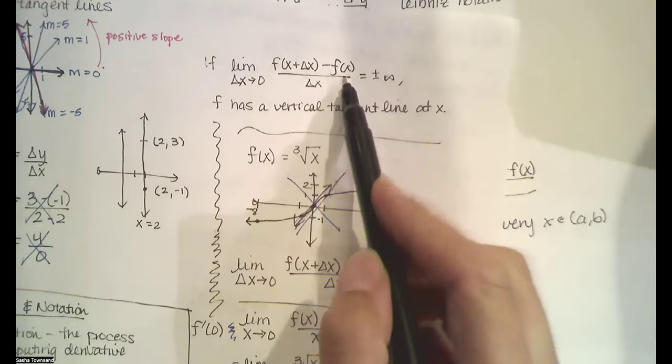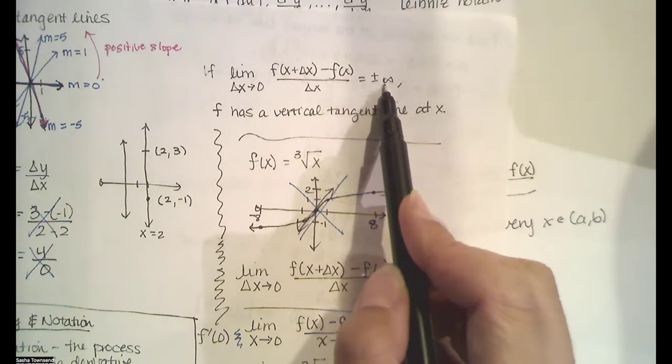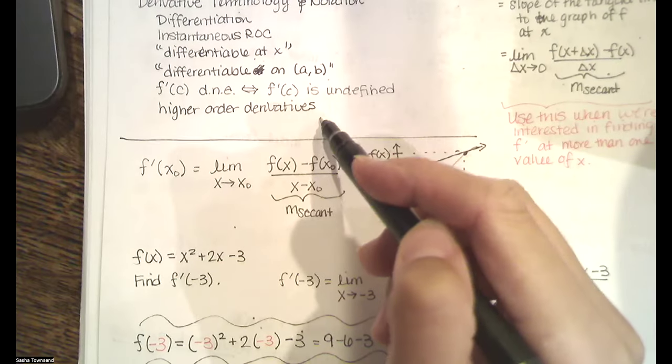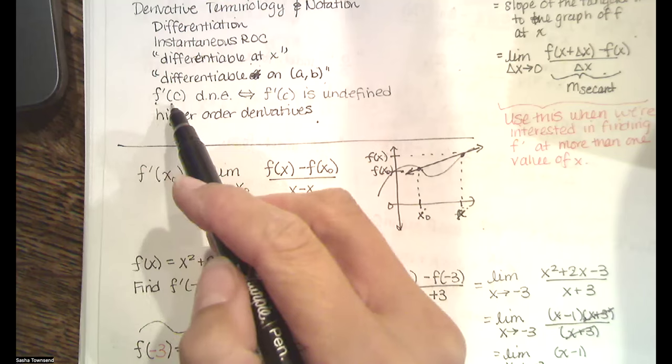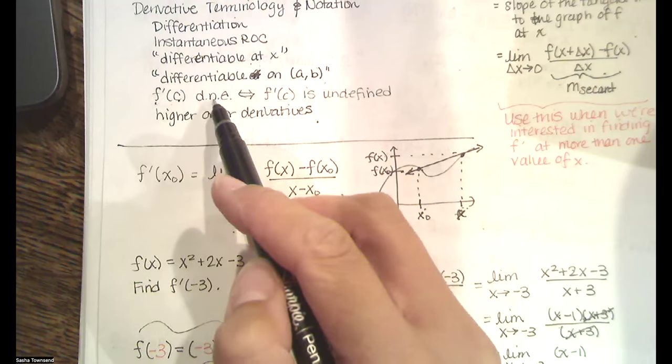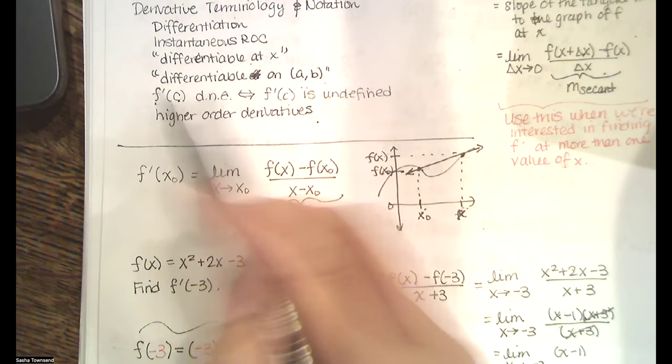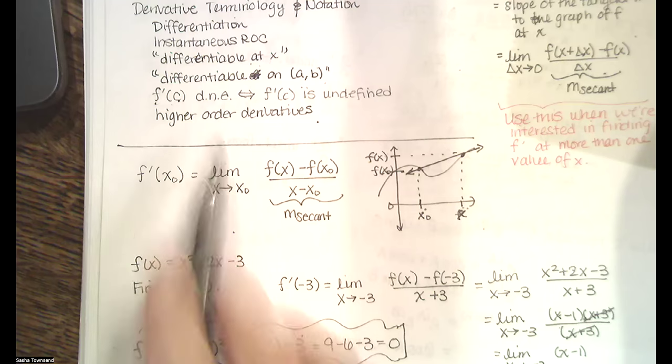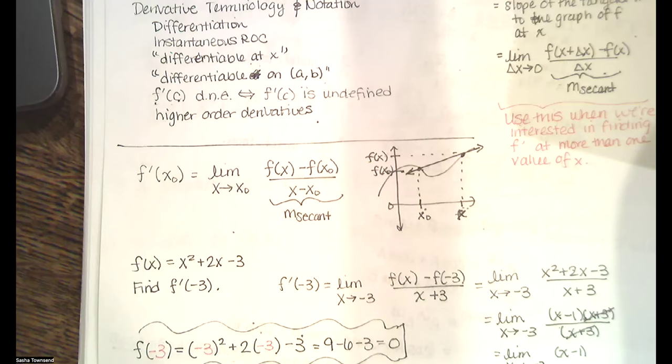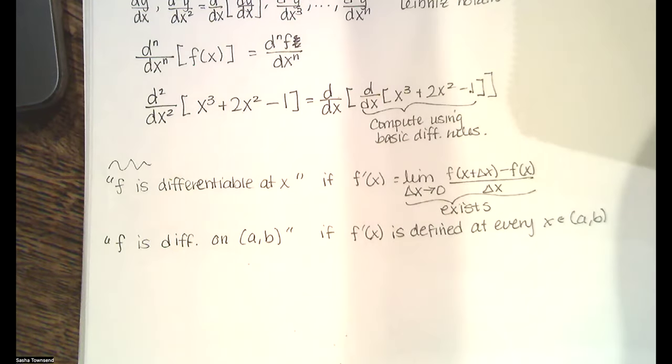And we talked about vertical tangent lines. If that limit definition of the derivative yields a limit that's plus or minus infinity, the function has a vertical tangent line. And then we talked about all of this terminology. The derivative is actually a limit. We can say that the derivative at a particular x value does not exist, or we can say that the derivative is undefined. We use those interchangeably. Normally, we say functions are undefined and limits do not exist, but since the derivative is both a limit and a function, either terminology works. And then we've got the higher order derivatives, both in prime notation and Leibniz notation. That's it. We'll talk more about differentiability and the relationship between differentiability and continuity in the next video.